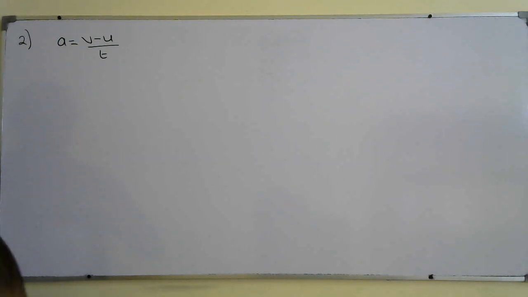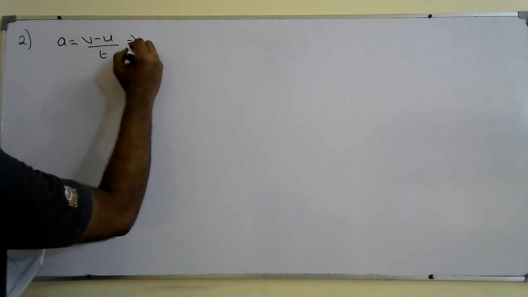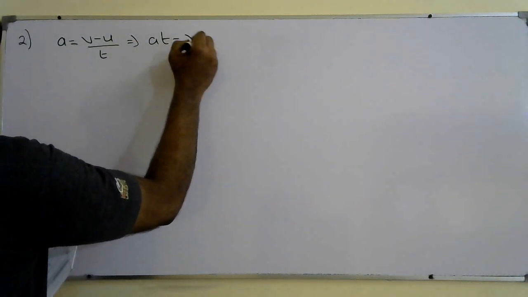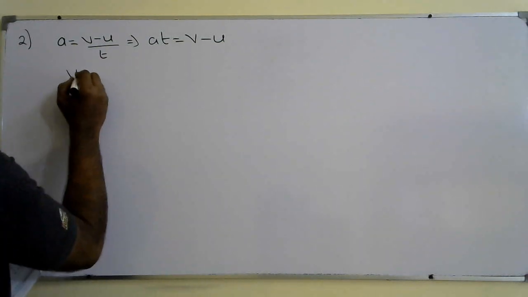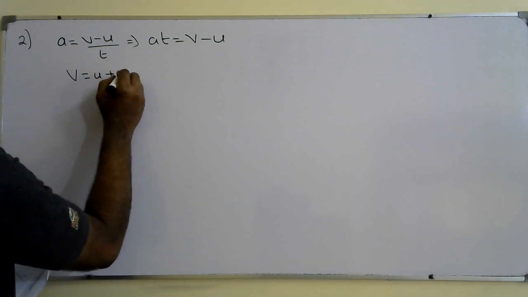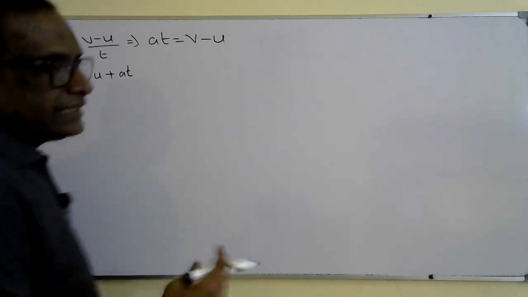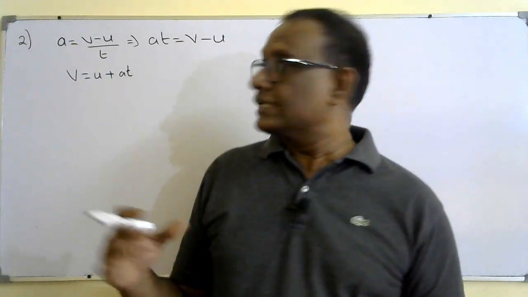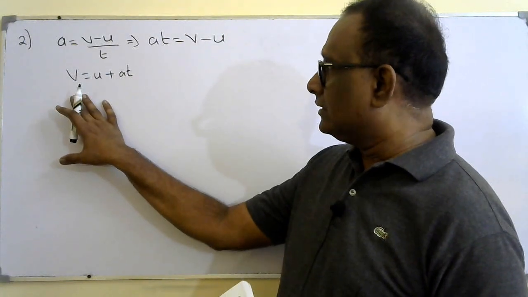Okay, so cross multiply. From this you can say at equals v minus u, so v equals u plus at. You should be able to interpret this in terms of motion. That is the meaning of this equation.